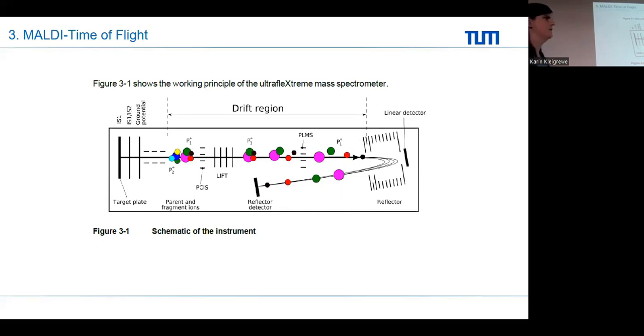And the longer the TOF tube is, the better the resolution is. And in the case of our instrument, which we had here, we had a reflector mode. So here is basically a mirror, which mirrors the ion. So you have a longer drift tube, and with that you have a better resolution.